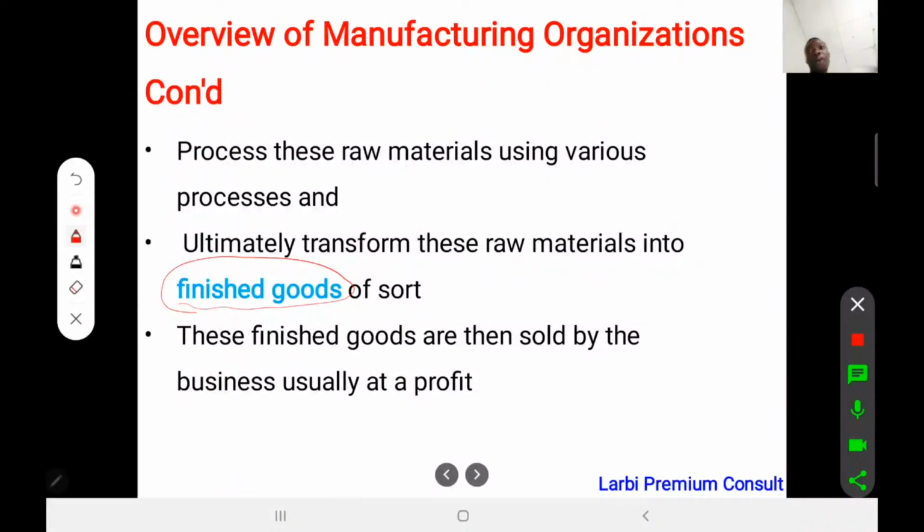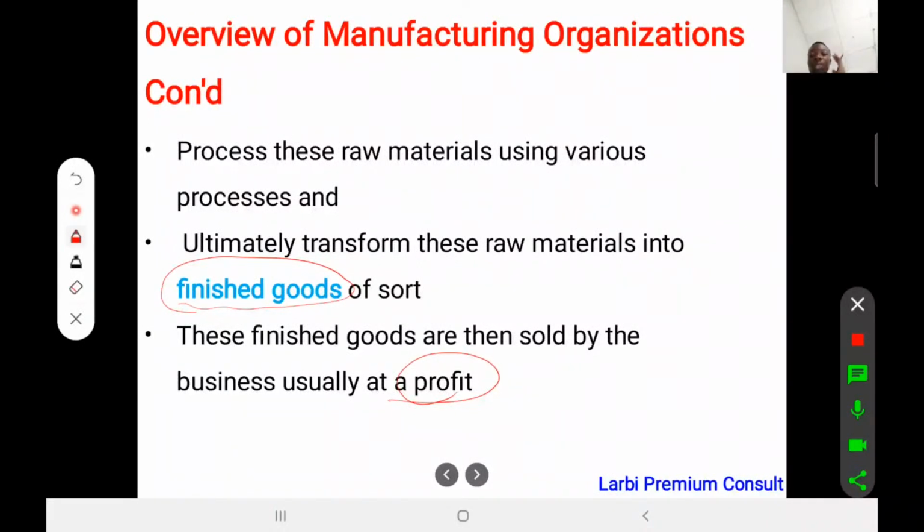After they acquire or procure the raw materials, the idea is they're going to transform them into a good called a finished good that can be easily consumed by customers. So finished goods of that sort, and these finished goods are then sold by the business, usually at a profit. Let's take note, usually at a profit, because no business person or business organization will engage in a business without the aim of making profit.